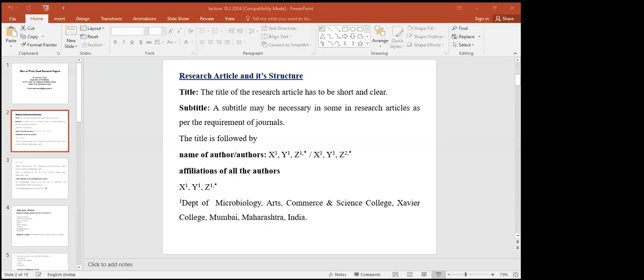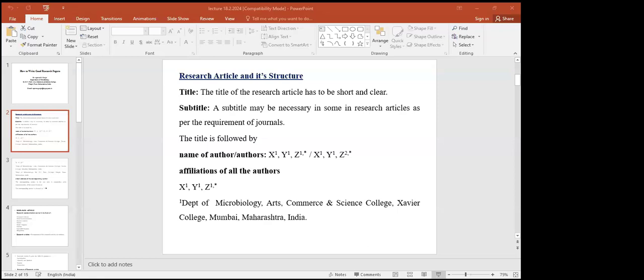Then comes the name of the authors, or the author. In some cases only one single person has carried out the whole research work, or in some cases there is a team of people who have carried out the research work. In that case there can be more than one author, or, as I mentioned, only a single author. Here I have randomly taken different authors: X, Y, and Z. It is a team, where not a single person has carried out the research work. The same thing is shown where you can see X1, Y1, and Z2.